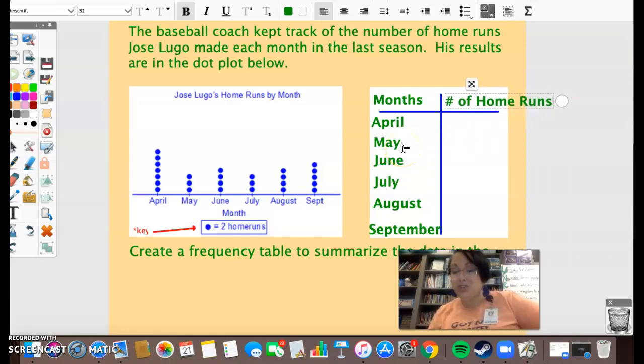Now, here's the trick. So sometimes in dot plots, if they have larger numbers, they don't want to draw a million dots. And so they will have 1 dot. Look at this key right here. 1 dot equals 2 home runs.